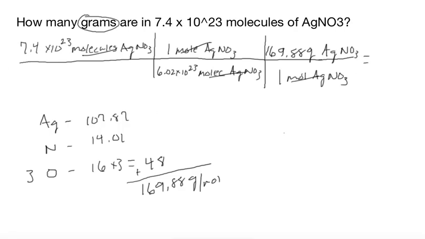So now I'm just going to take this number, the 7.4 times 10 to the 23rd, multiply by the molar mass, and then divide it by Avogadro's number on the bottom. So we'll say 7.4 times 10 to the 23rd, multiplied by 169.88. And we're going to divide that by 6.02 times 10 to the 23rd, and your answer is 208. Let's go 1 decimal place, and we'll say 0.8. And the unit on this is grams of AgNO3.